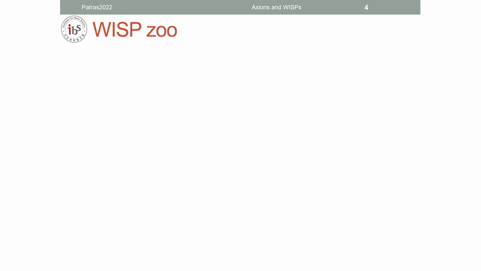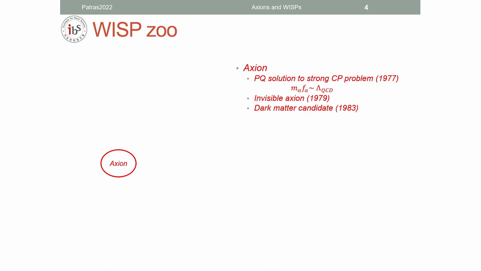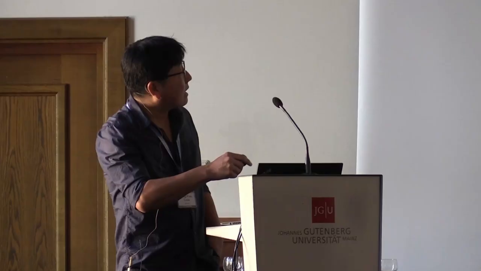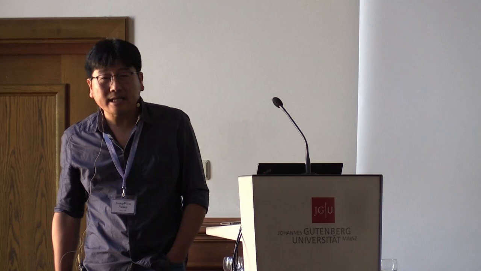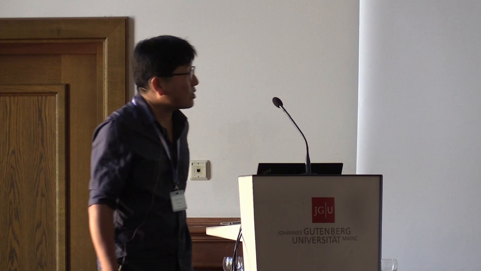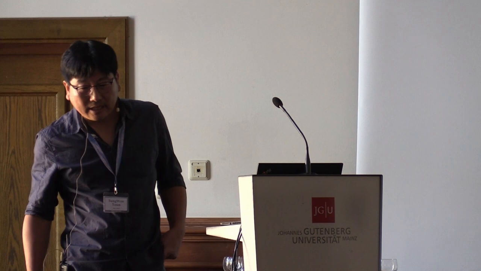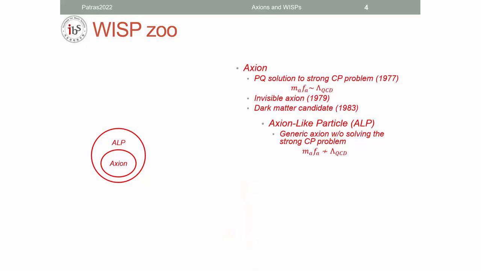The axion was originally postulated as the PQ solution to the strong CP problem in particle physics. The mass and the coupling are associated with the QCD scale, and we call that particularly the QCD axion. Nowadays the invisible axion with a very light mass is accepted as the general version of the axion. Later on, it turned out that its unique properties can tell us about the mystery of dark matter. And then we have the axion-like particle. This is the generic version of the axion, where the mass and the coupling have nothing to do with the QCD scale, right?